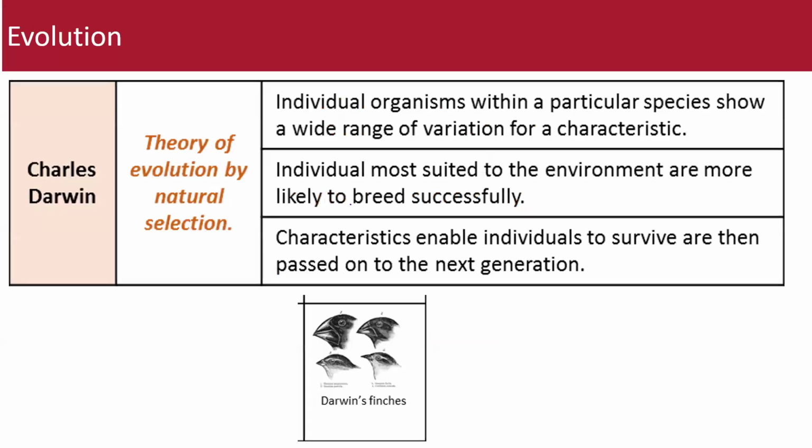Now, evolution. Evolution is the biggie. Charles Darwin, you've obviously all heard of Charles Darwin. What he did is he came up with the theory of evolution by natural selection, survival of the fittest. So all of the best adapted animals are the ones that survived.